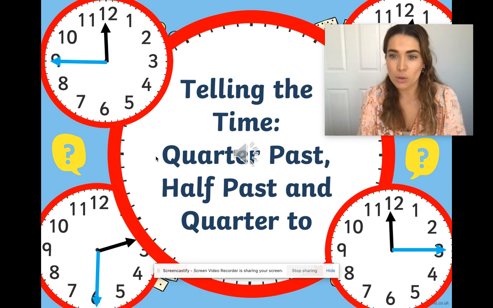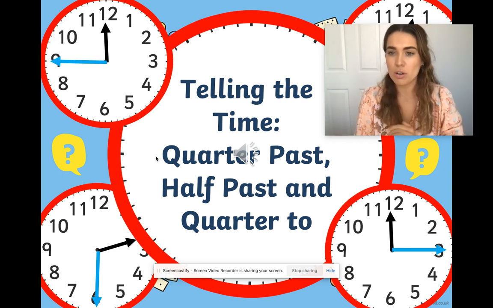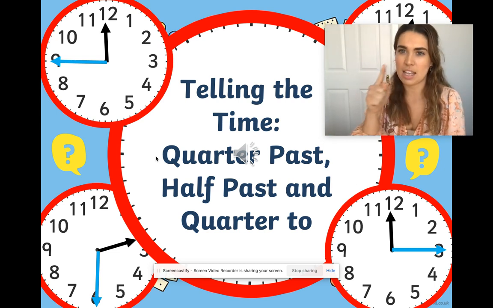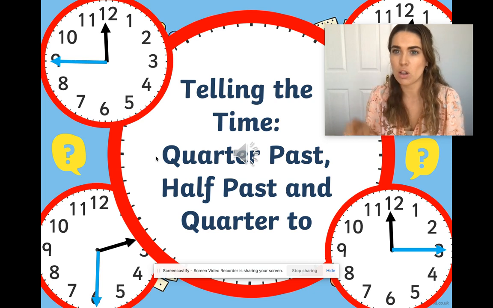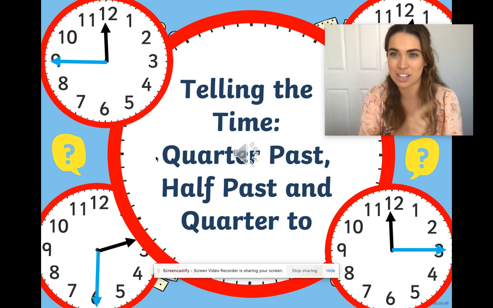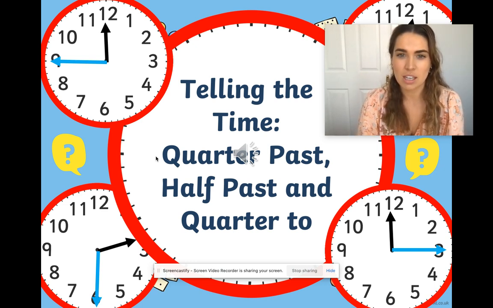Previously, we've looked at o'clock time. Remember, that's when the big hand is pointing all the way up to the 12. And we know our short hand tells us what hour it is and that the hands always move in a clockwise direction. If you forget which way a clockwise direction is, have a look at the clock near you and think which way the hands are moving, and that will remind you what way clockwise direction is.